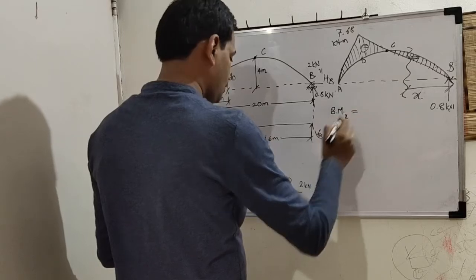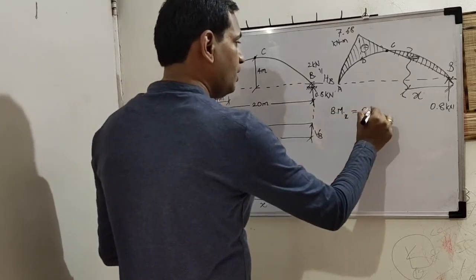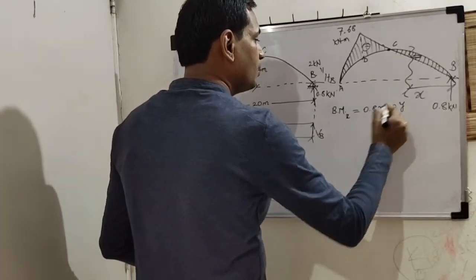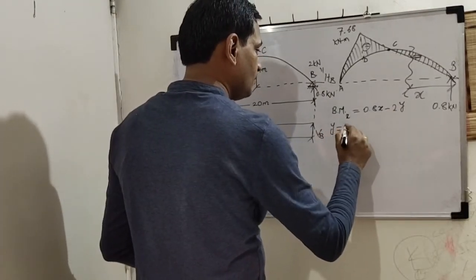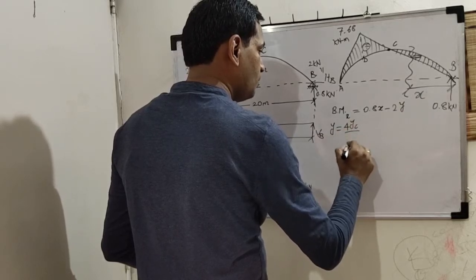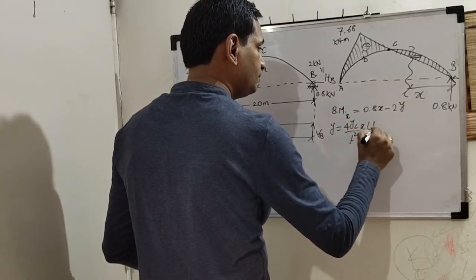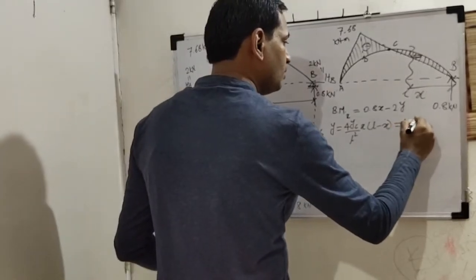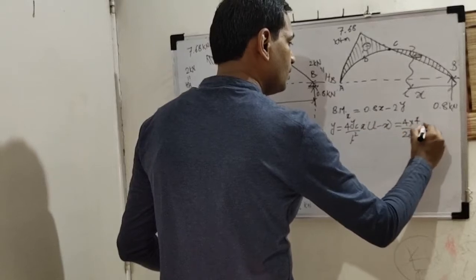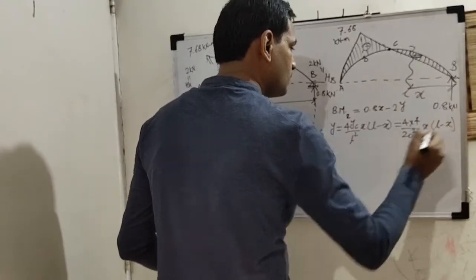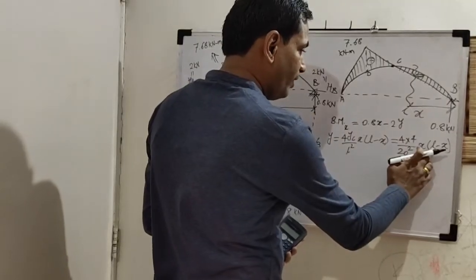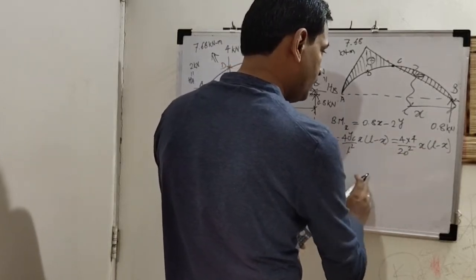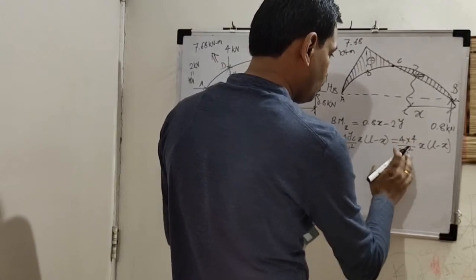Bending moment at x is equal to 0.8 into x minus 2 into y. What is y? 4 yc upon L square into x into L minus x. So 4 into 4 upon 20 square into x into L minus x. So this L is 20. So we will substitute L as 20 and recalculate this. 4 into 4 upon 20 square.